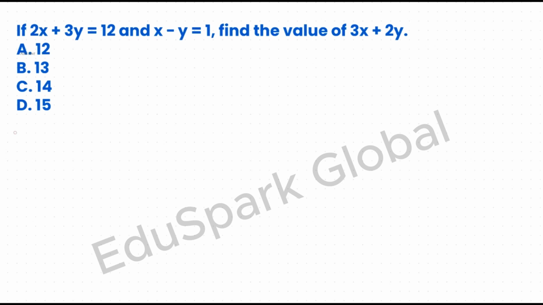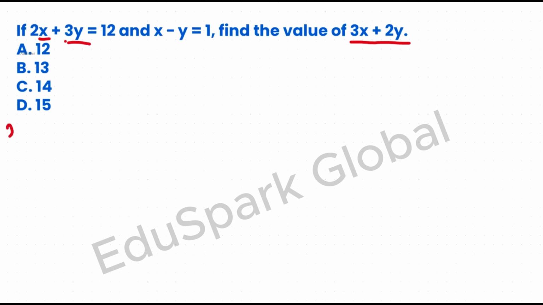If 2x plus 3y equals 12 and x minus y equals 1, find the value of 3x plus 2y. In this question, we are expected to find the value of 3x plus 2y. Before we do that, we must find the values of the unknowns, and the unknowns are x and y.